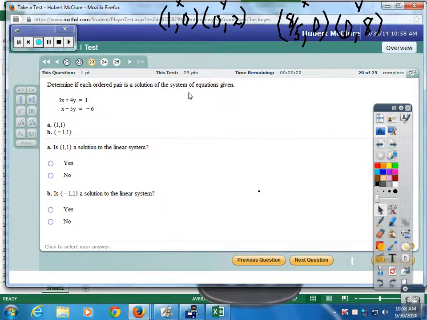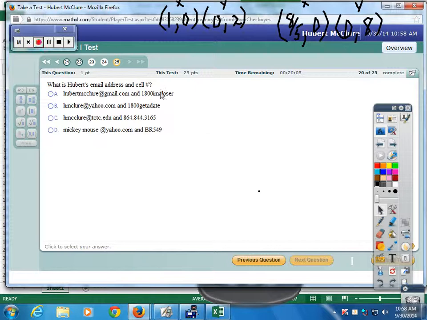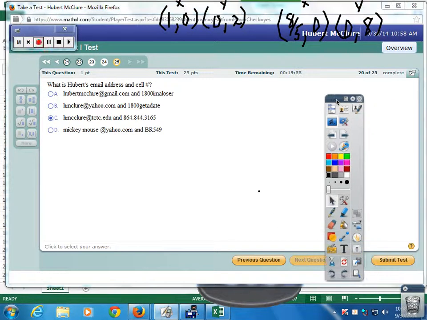Determine if the ordered pair is a solution. In other words, plug in 1 and negative 1, plug in those numbers, and is it a solution? It'll come out equal. If it's not a solution, it will come out not equal. 24, solve by substitution. And 25, what is my email and cell number? Well, I changed my cell number. I got to give you that too, but it's that one right there. And you hit submit test.